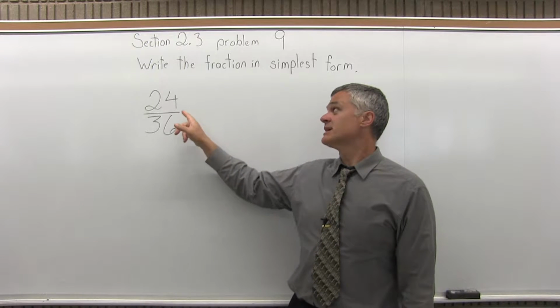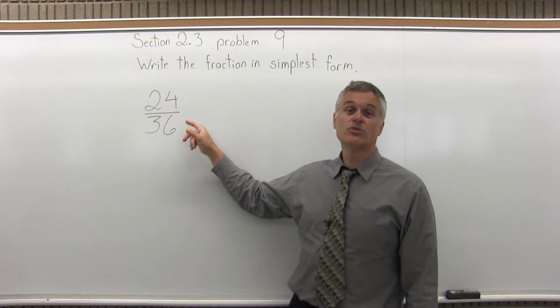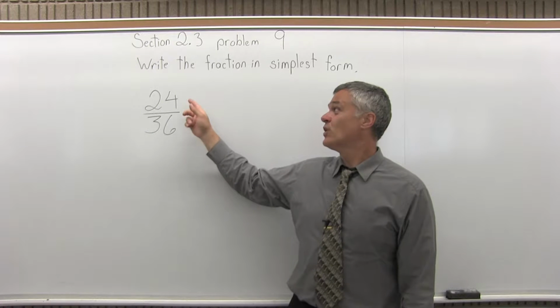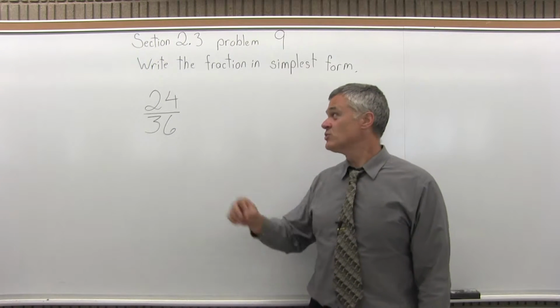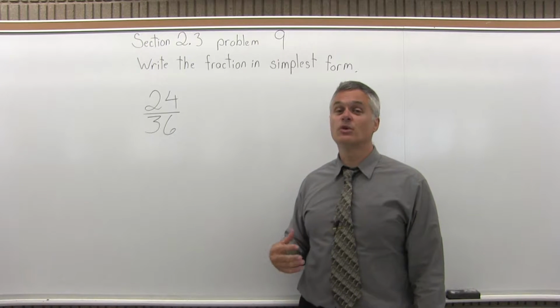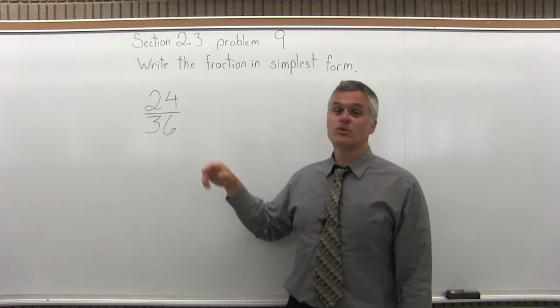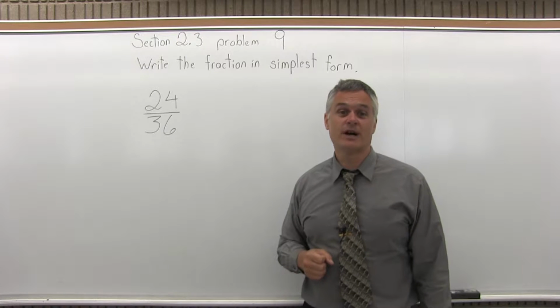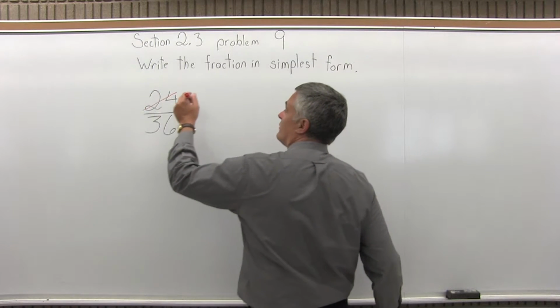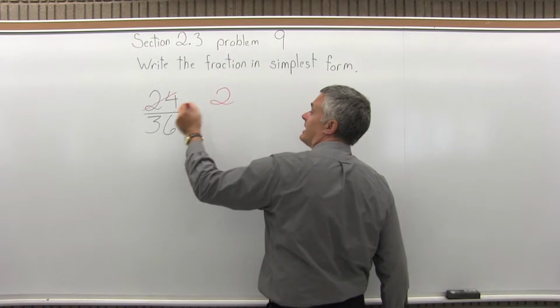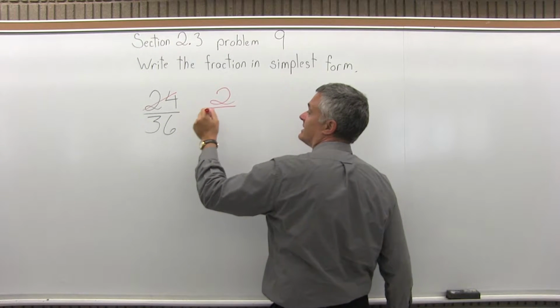And at a quick glance, I can see 2 divides into both evenly, 3 divides into both evenly, 4 divides into both evenly, 6 divides into both evenly. And those would all work and they'd get you started, but to do it in one step, the one to use is 12. 12 divides into both evenly. 12 divides into 24 twice, and 12 divides into 36 3 times.